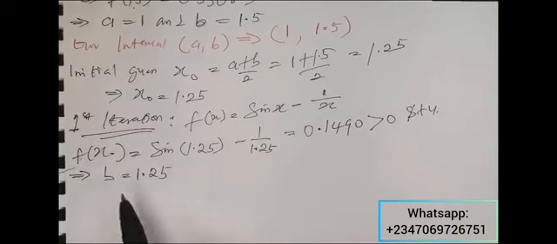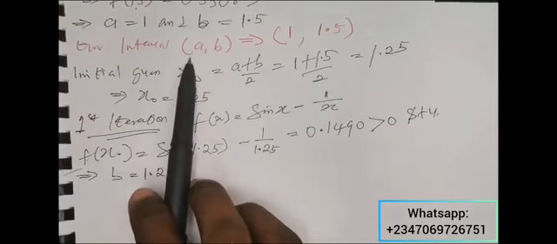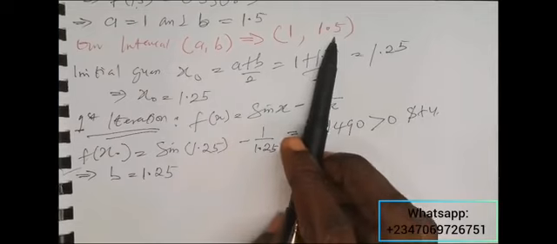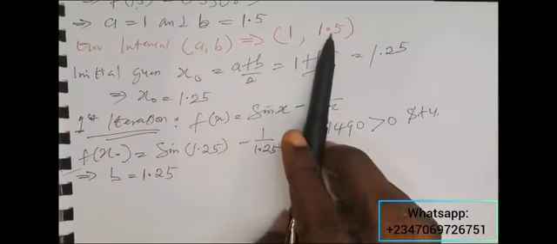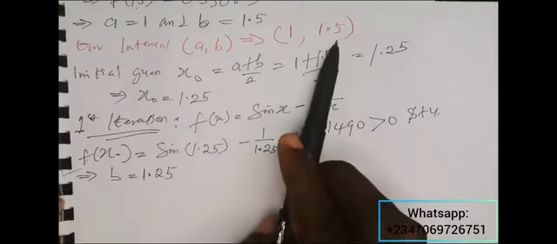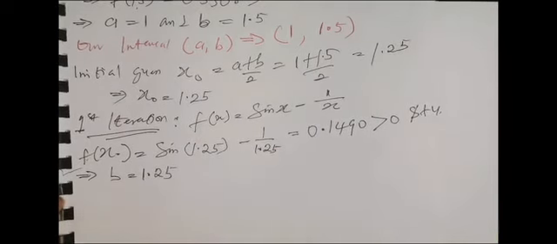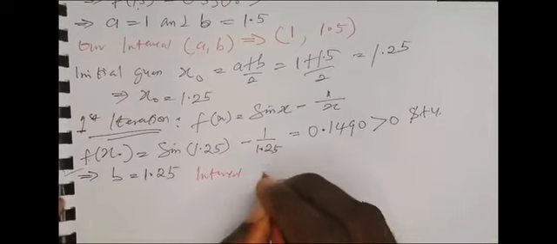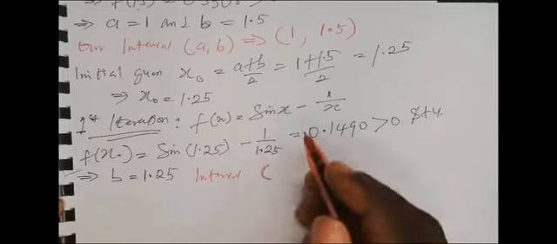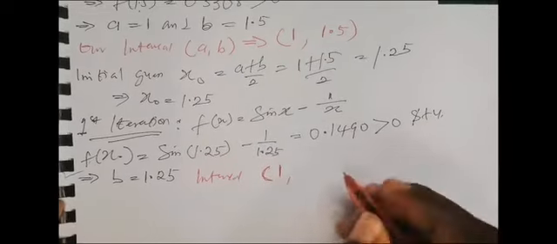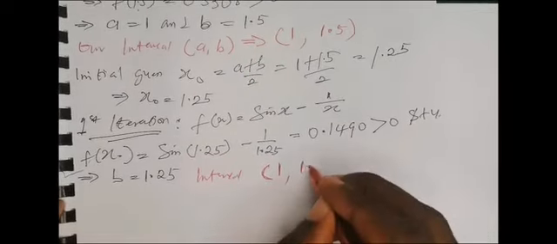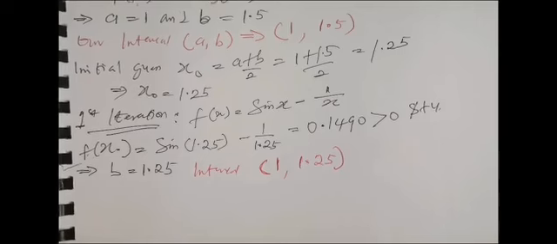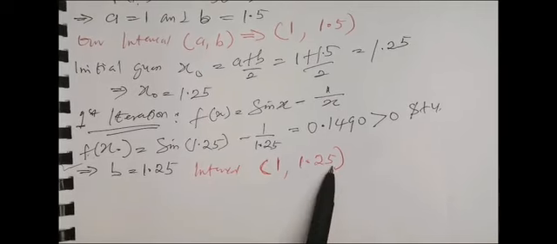Now we are going to fall back to the previous interval. In our previous interval, a is 1 and b is 1.5. Now we are going to change 1.5 to 1.25 in place of b. Then we'll have the new interval. So the new interval becomes a still remains 1, whereas b is now changed to 1.25. So this simply means now that the root of the equation lies between these 2 points.